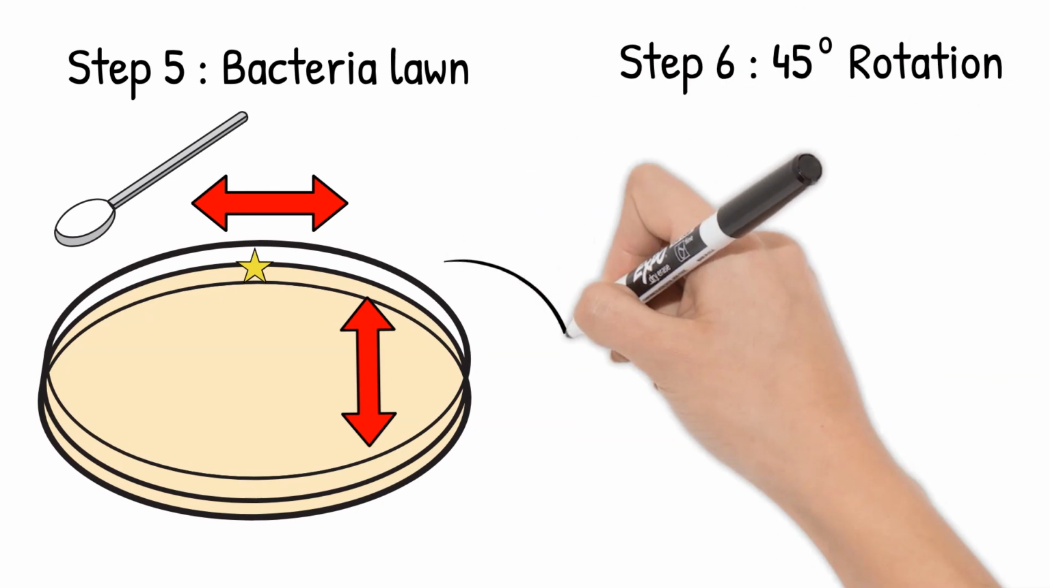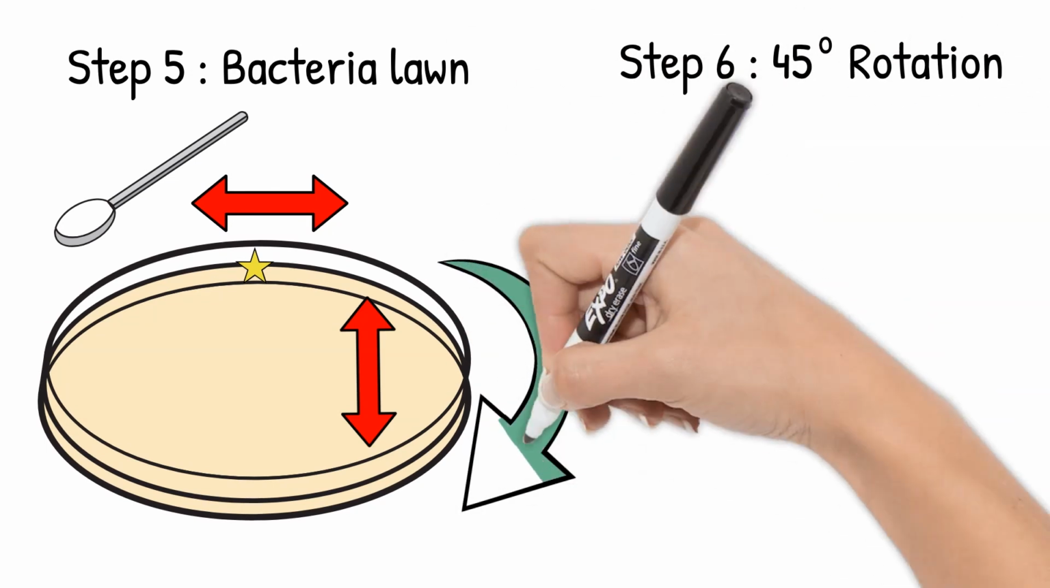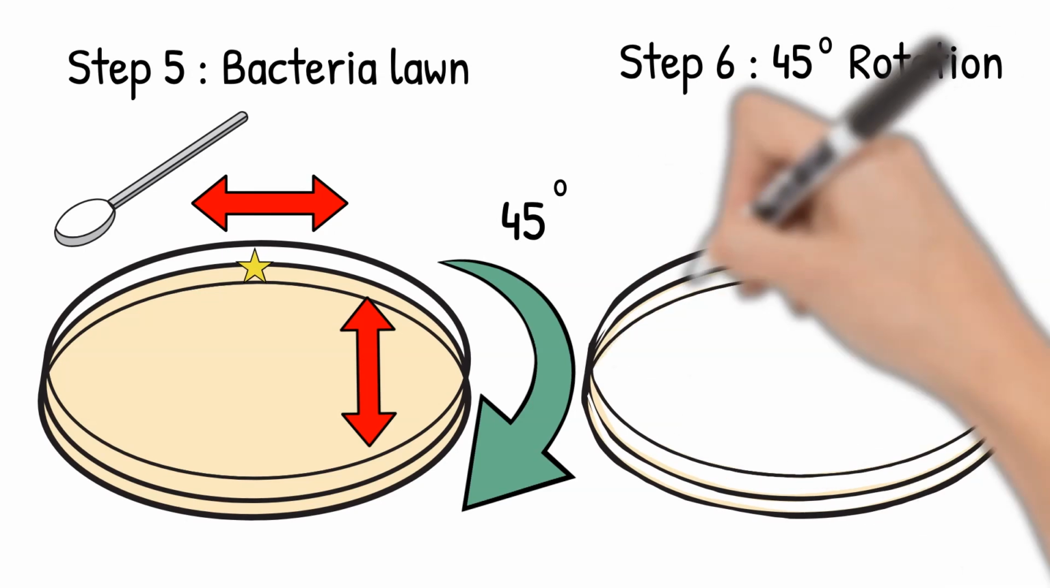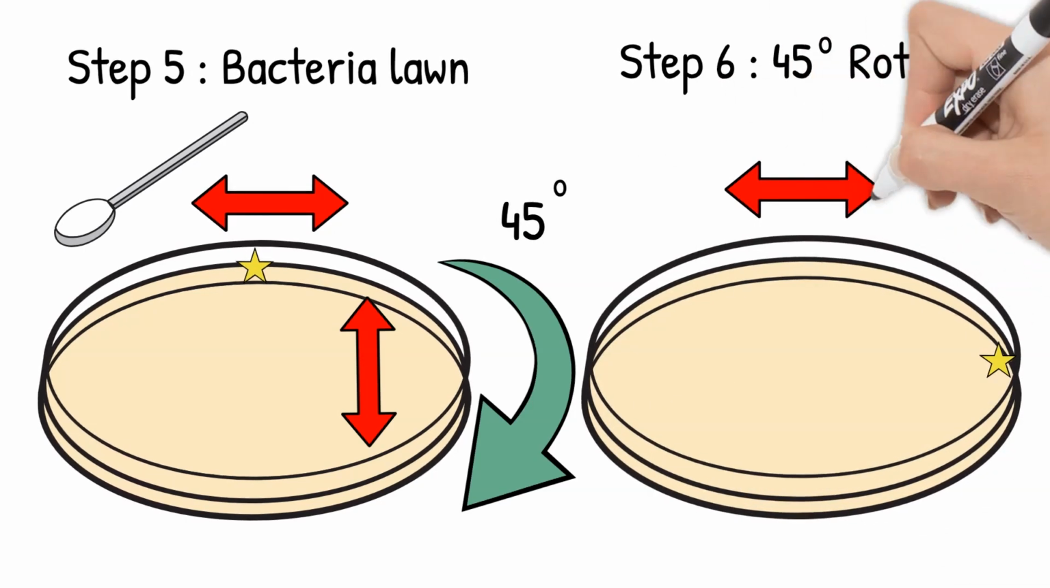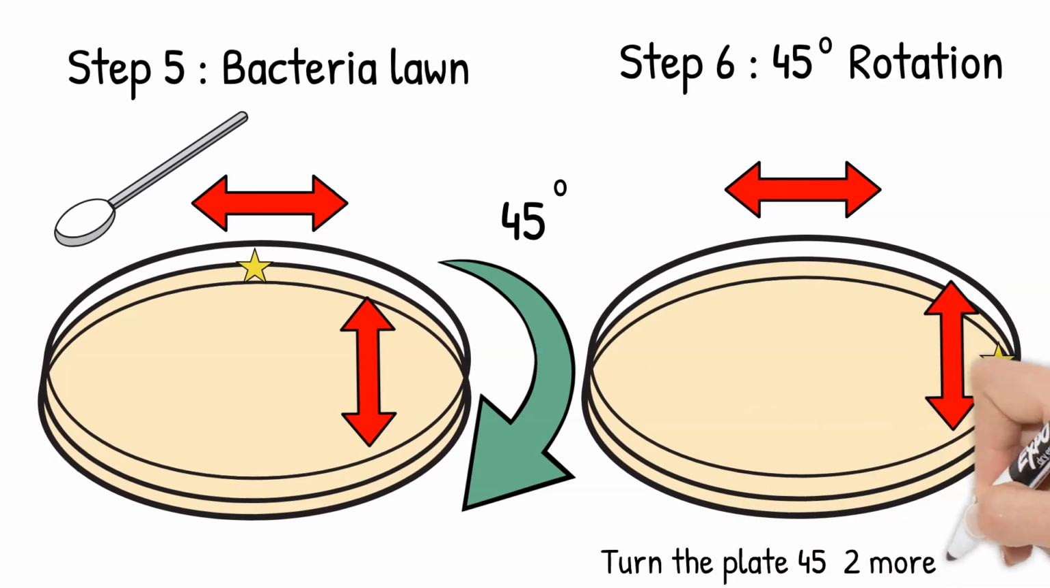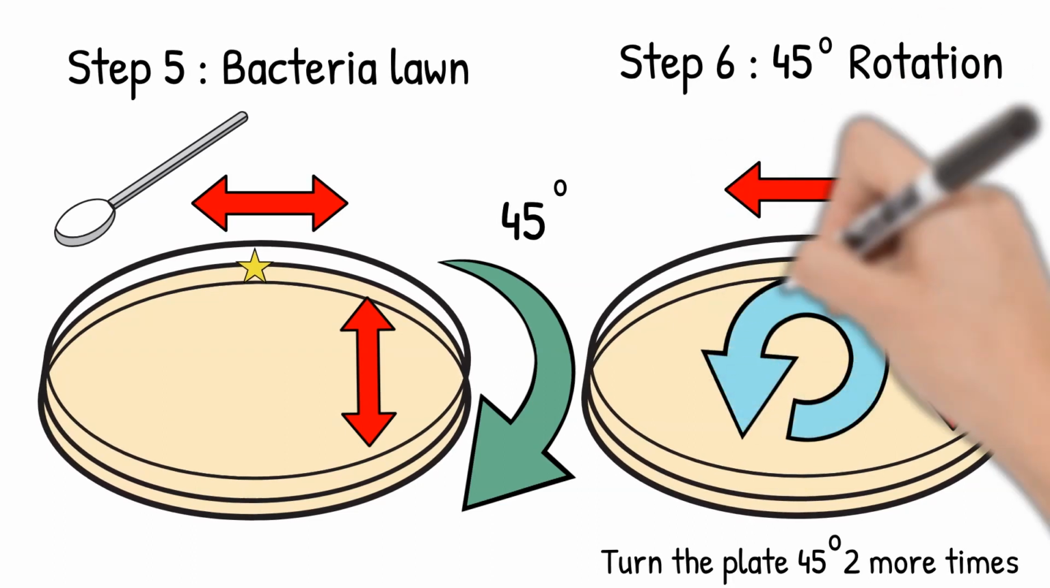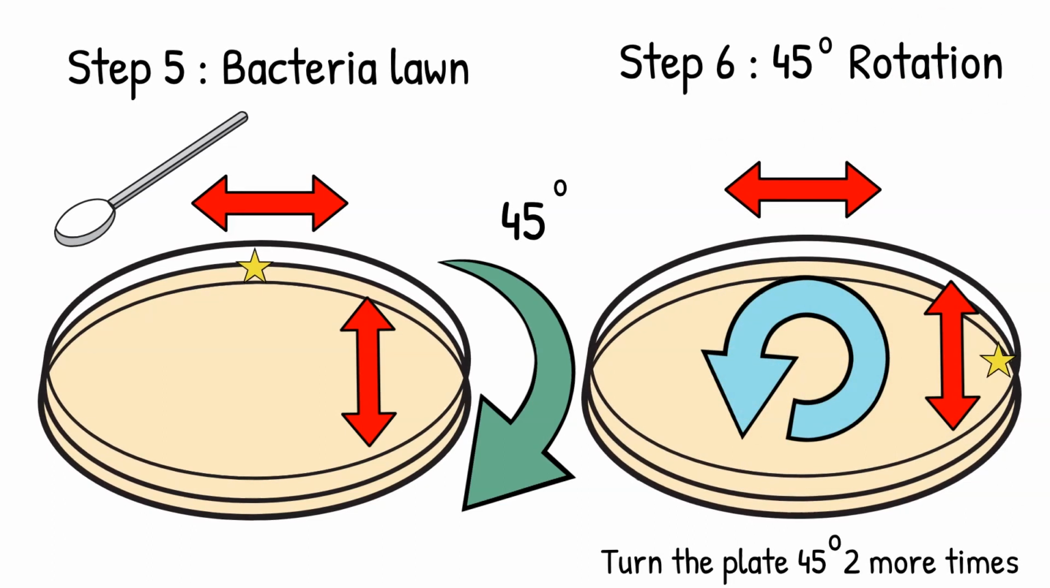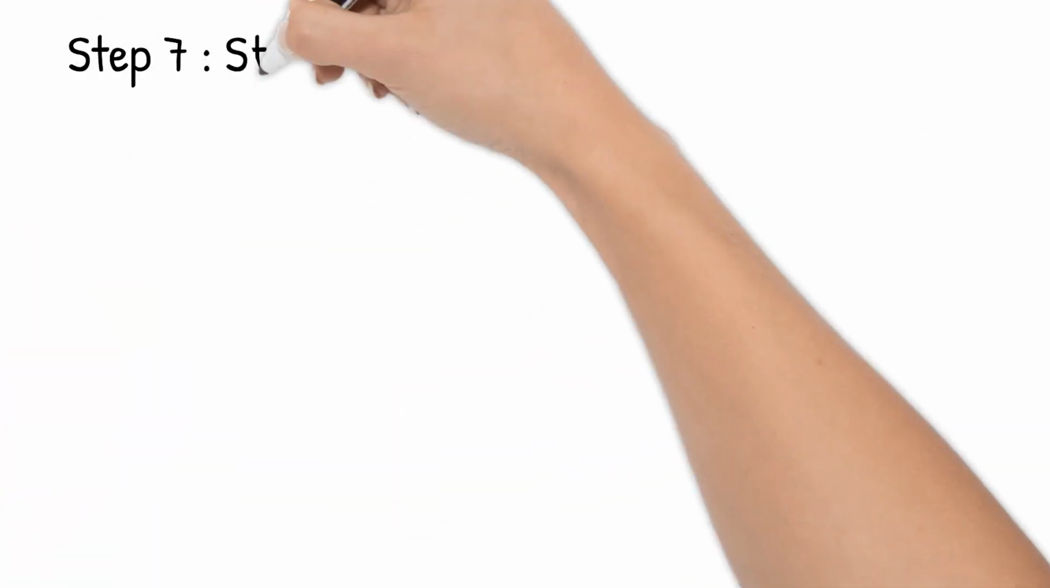Step 6. Turn the plate 45 degrees and repeat, swiping the bacteria from left to right, from top to bottom. Once finished, repeat this step 2 more times to ensure that the bacteria is equally distributed and there is no area that is left out. Do not forget to use the swab to go around the ring of the media.